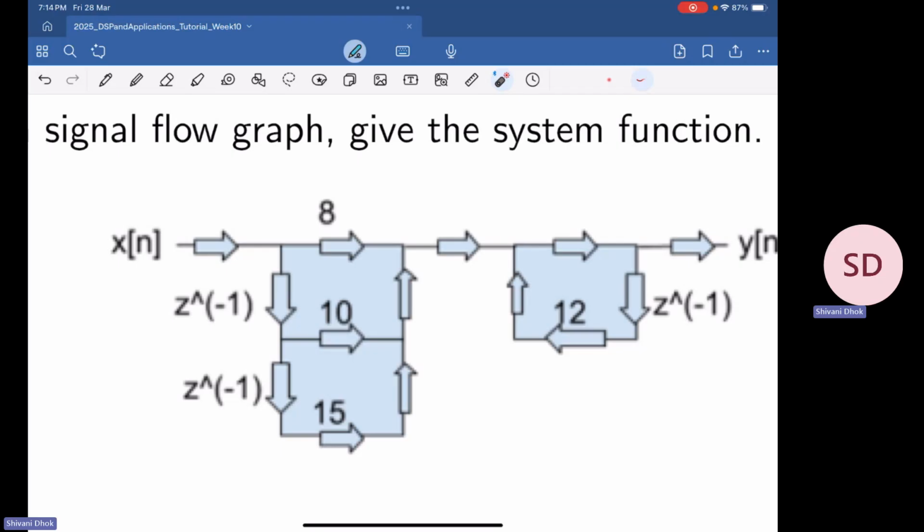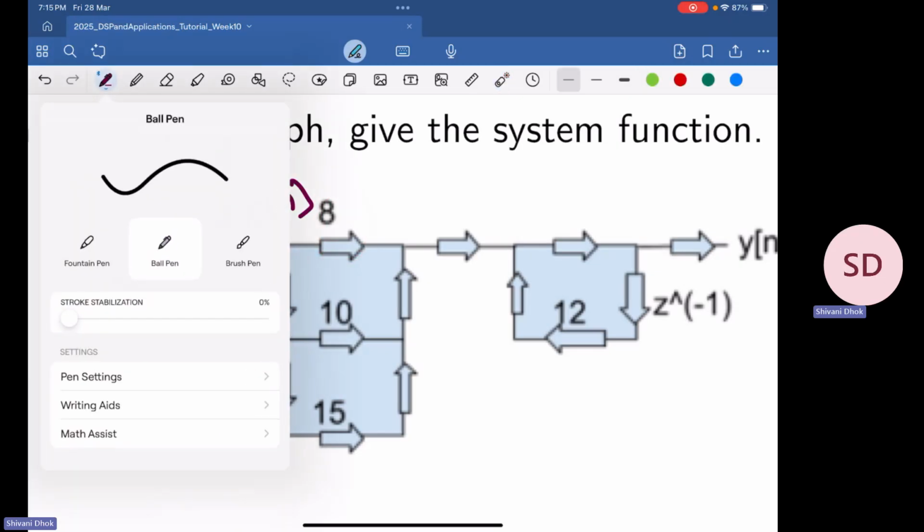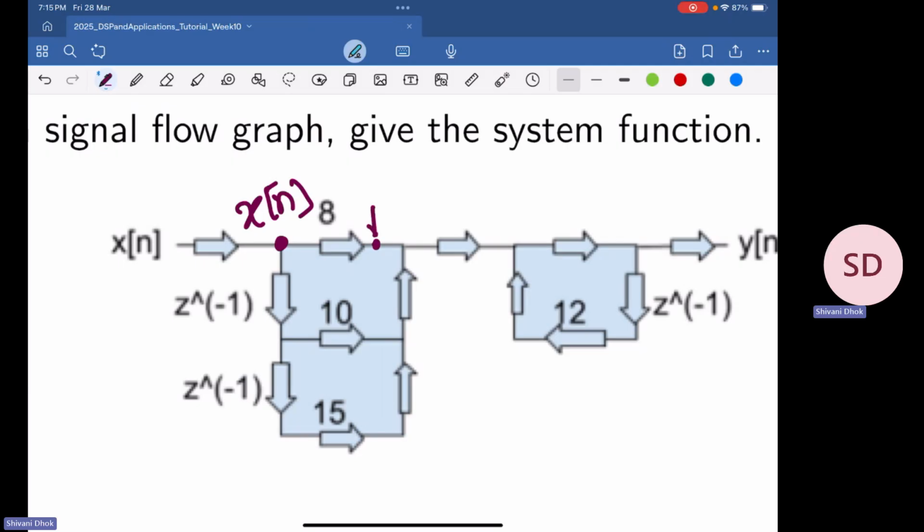Okay. So this is the x of n that we are having here. At this point, we have x of n. Now this x of n is moving here and also here. You just look at the arrows. So this gets distributed along this direction as well as along this direction. Basically here we have x of n, and that x of n gets multiplied by 8. So at this point here we are having 8 times x of n.